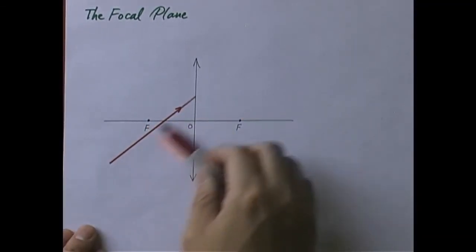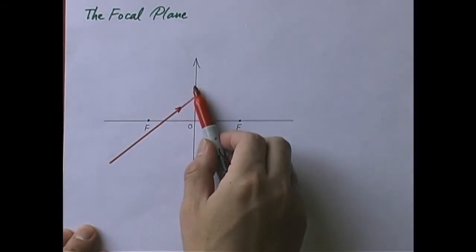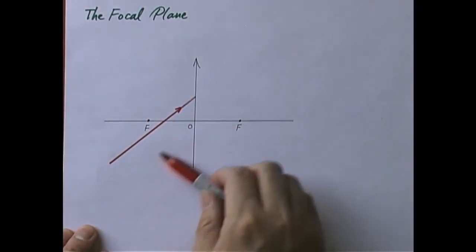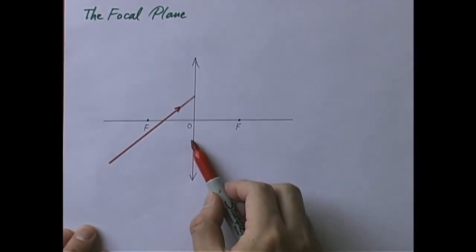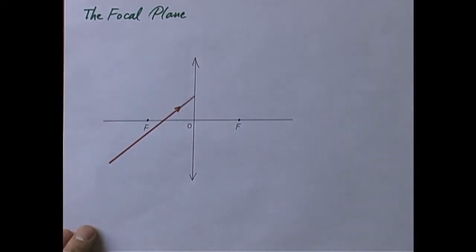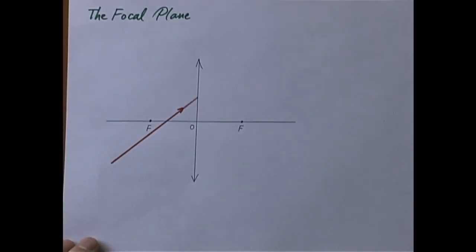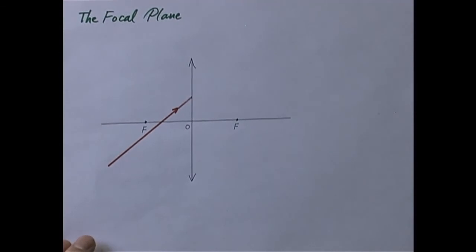Here's a light ray like this. It is not parallel to the optical axis. It doesn't go through the optical center. It doesn't go through the focal point either. It's just an arbitrary light ray. What are you going to do? Well, let me tell you a little trick.